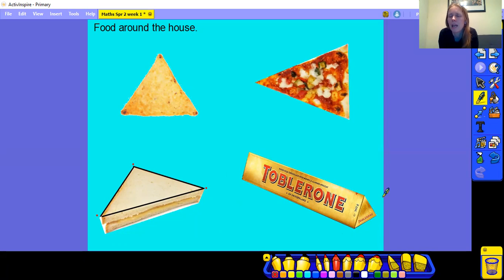Now that we've looked at those 3 pictures together, have a look at this great big chocolate bar. Can you spot the triangle on this shape? Pause the video while you do that, then come back and we'll find it together.